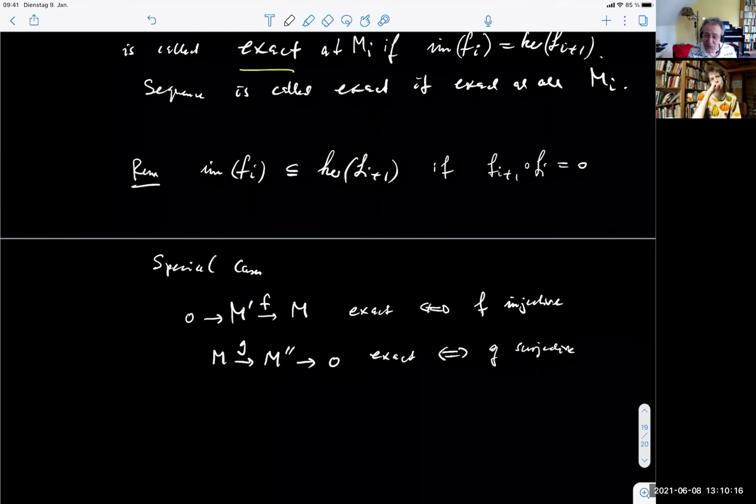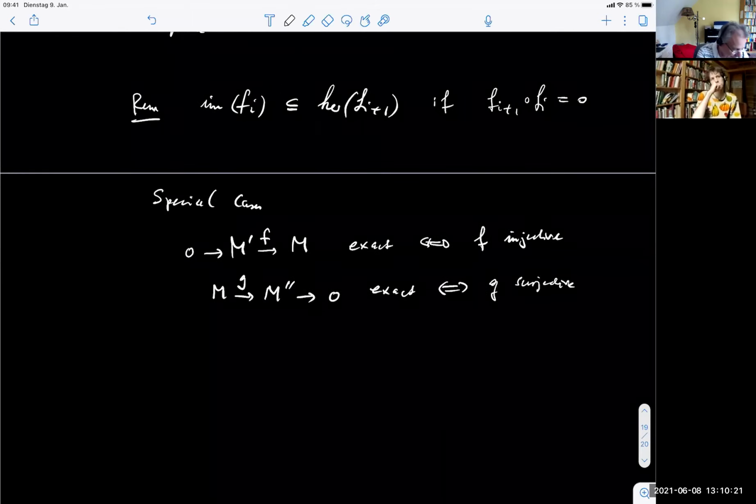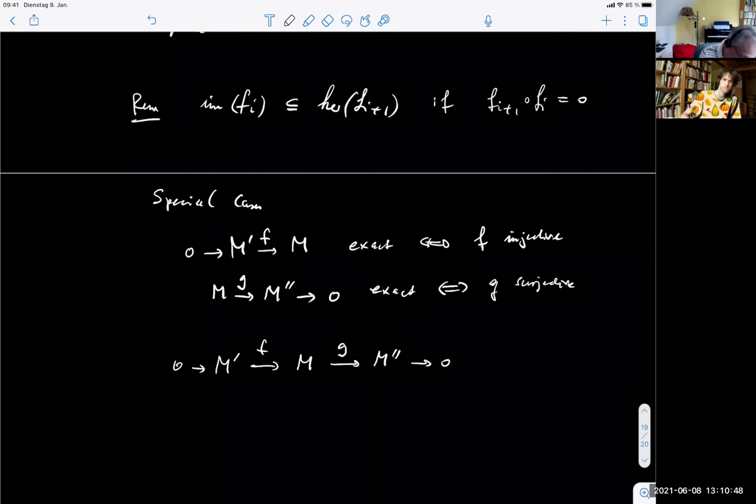As I said, in this section I basically introduced language. Now a short exact sequence. This appears very often. So let's say I have M prime, M, M2 prime. Here, this I call F, this I call G, and then I finish it by putting 0 here. So this is called a short exact sequence.